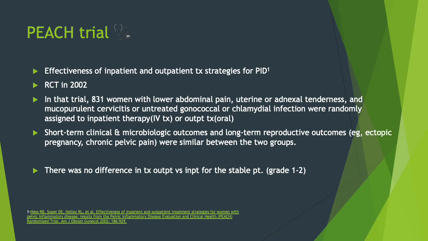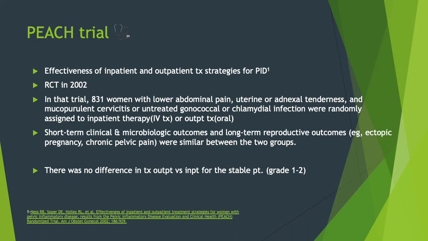When deciding who can qualify for inpatient versus outpatient therapy for PID, a PEACH trial was done in 2002. It was a randomized controlled trial to assess the effectiveness for treatment of inpatient versus outpatient therapy for the stable patient, essentially your Gainesville classification stage 1 to 2.